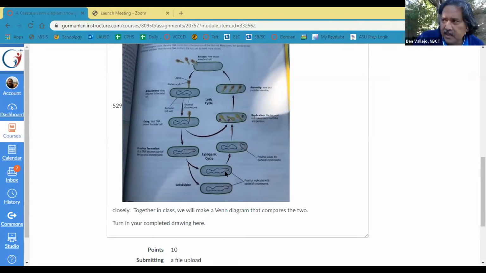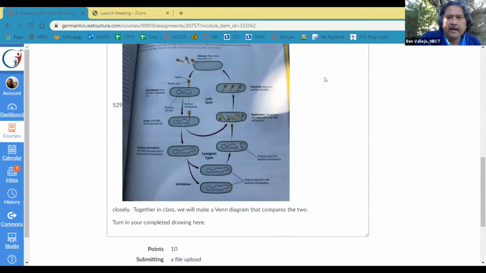And then finally something's going to trigger it. That trigger then causes this cell to stop the lysogenic cycle, and it'll go into the lytic cycle. The lytic cycle is when it turns on and it makes all these things right there. So what we're going to do is make a diagram that summarizes that.